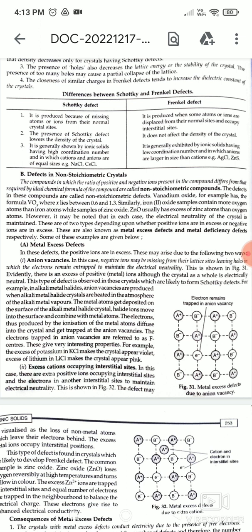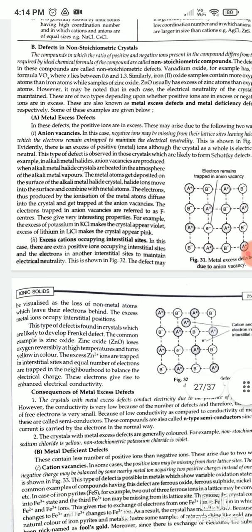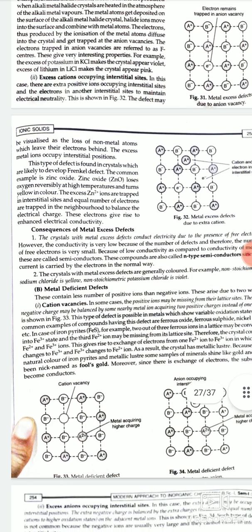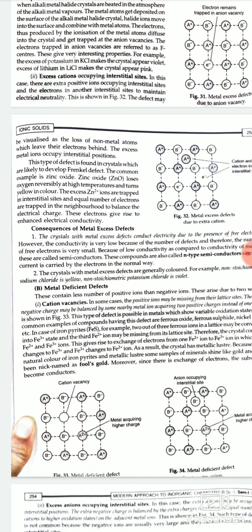Second is excess cations occupying interstitial sites. In this case, there are extra positive ions occupying interstitial sites and the electrons in other interstitial sites to maintain electrical neutrality. The defect may be visualized as the loss of non-metal atoms which leave their electrons behind. The excess metal ions occupy interstitial positions. This type of defect is found in crystals which are likely to develop Frenkel defect. The common example is zinc oxide.